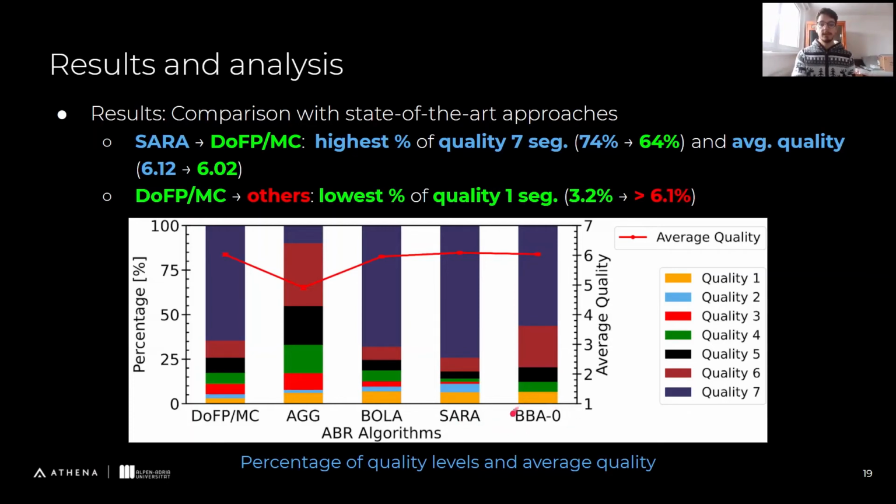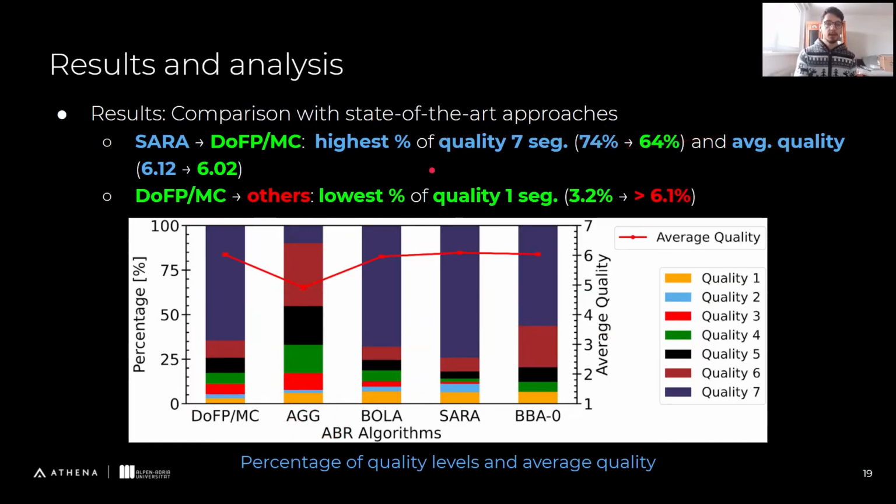And lastly, we have BBA0, which is a buffer-based ABR algorithm, which uses a linearly incremental function of the buffer to decide which quality should be downloaded. So we can see here SARA and DFPMC, the comparison. SARA provides the highest percentage of quality 7 segments. As we can see here, we have the played-out segments based on their qualities for each approach.